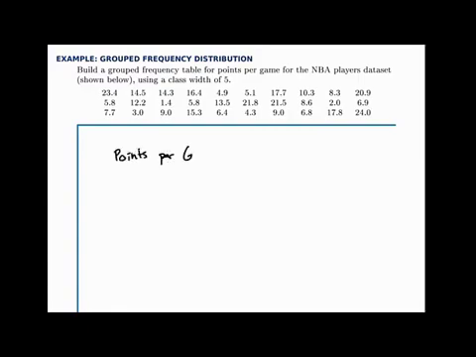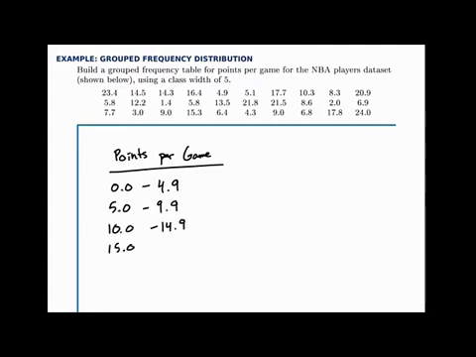So in our frequency table, the first column will be points per game. And our first class will start at 0 and go up to 5. But remember, we won't go all the way to 5 because we don't want to overlap our classes. So the first one's going to go up to just less than 5. Let's use 4.9 to represent just less than 5. And then the next one will start at 5.0 and go up to just below 10, so we'll stop at 9.9. And then we'll go from 10 to 14.9, 15 to 19.9, and 20 to 24.9.